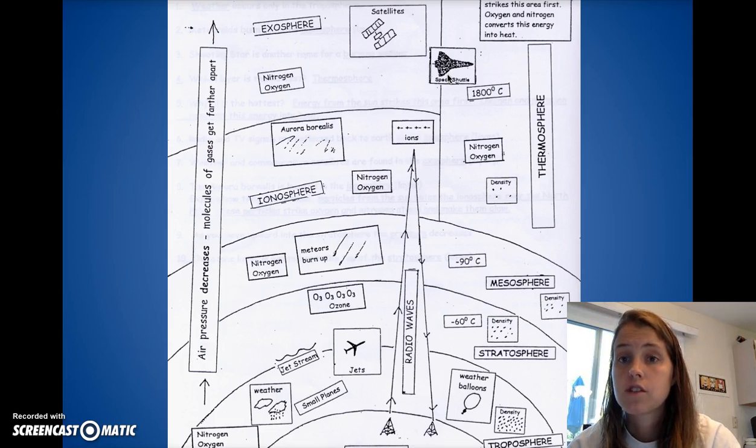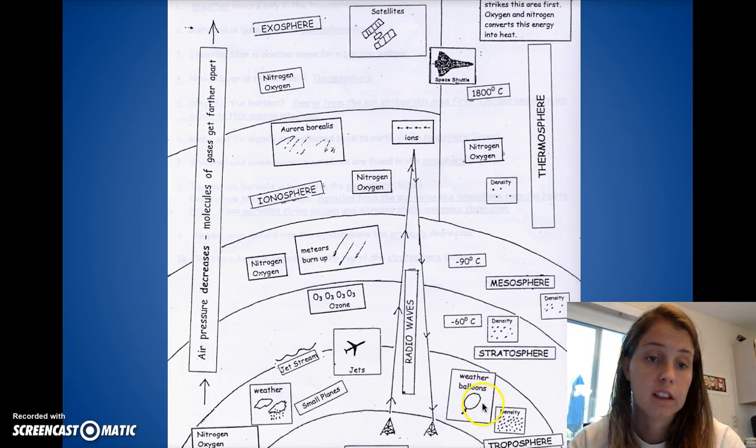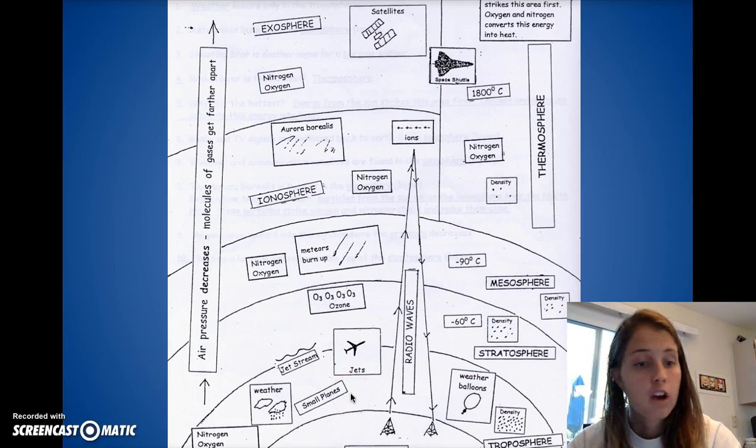The energy from the sun strikes the thermosphere first and converts into heat. So we do get a little bit of heating up from all these different layers. So yeah, I hope that makes sense.